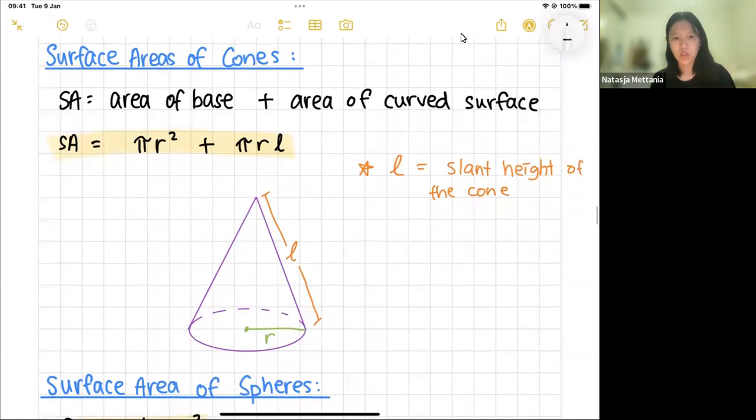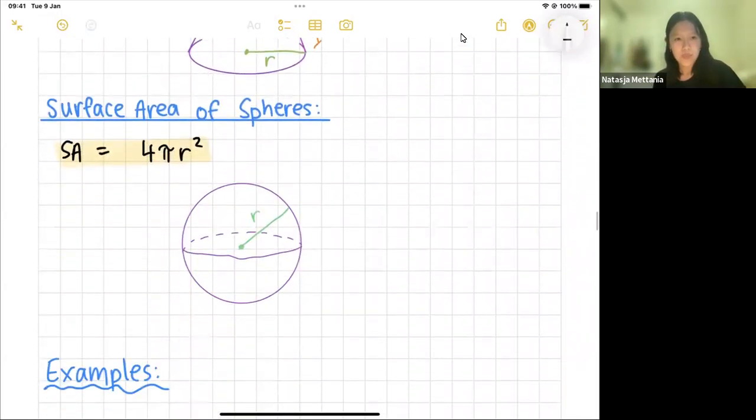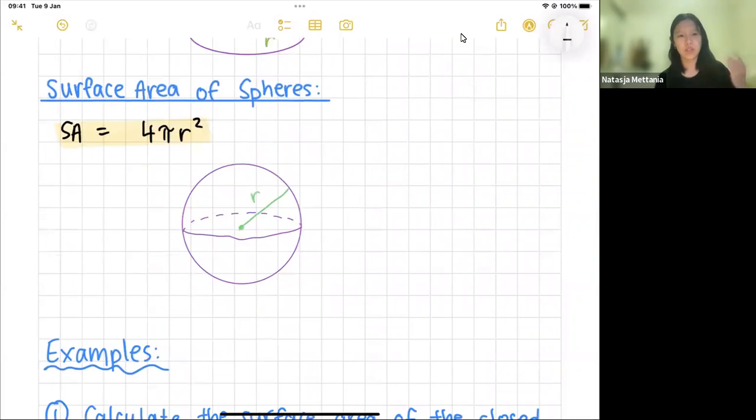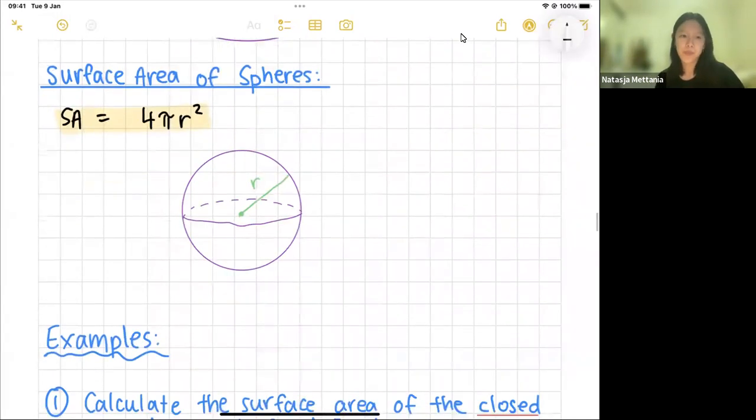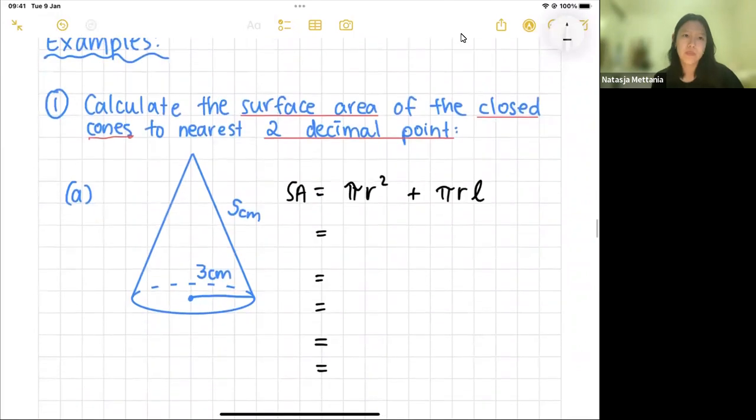All right. Surface area of a sphere, nothing too hard. Surface area equals 4 times pi times radius squared, right? We'll use that in just a second. Let's look at our example.